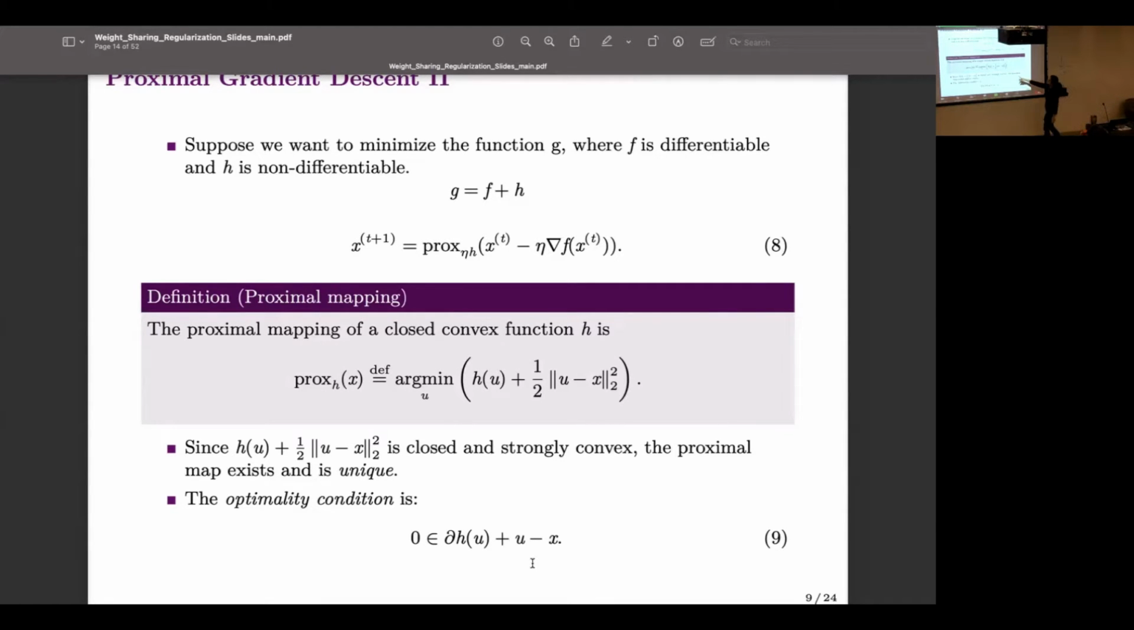I see what you mean. There is a t here in the derivation of the proximal method, but it's usually considered to be 1. If you write it, you will see a t appears here. That's correct, but this is the method that you're considering. Yes. It's not a typo. Yeah.